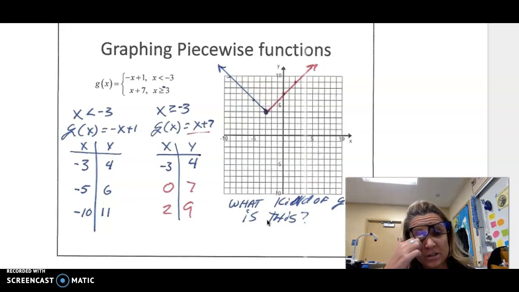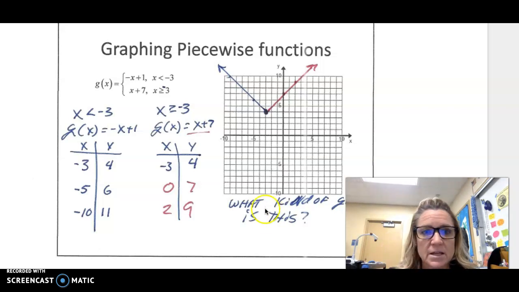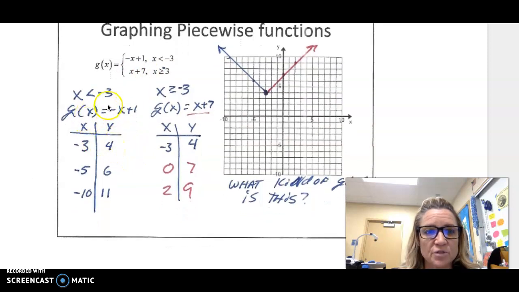All right, so for this one, when x is less than -3, we're going to graph the line -x plus 1. And when x is greater than or equal to -3, we're going to graph x plus 7. So I made a t-chart and picked some numbers for each. Some numbers that are less than -3 are -5 and -10.